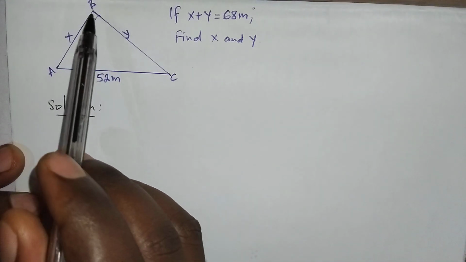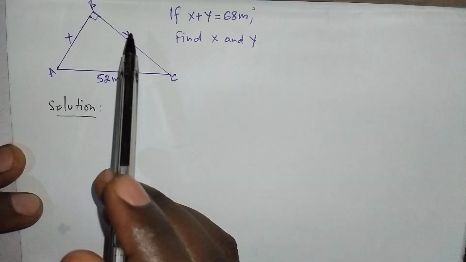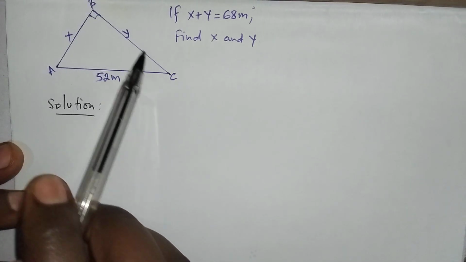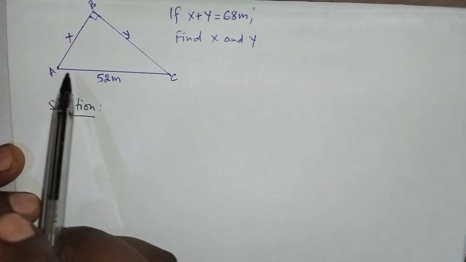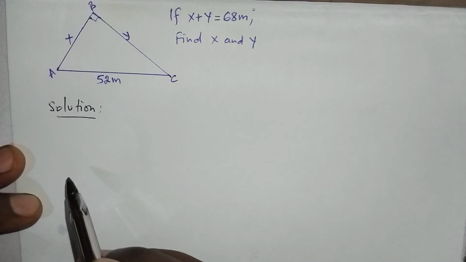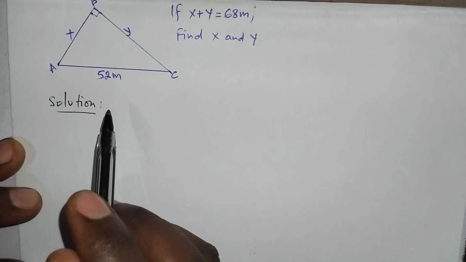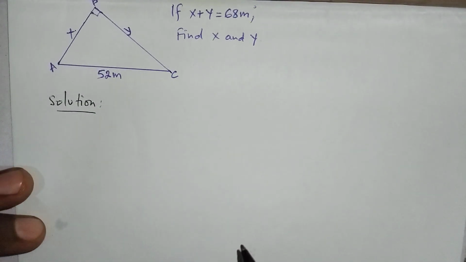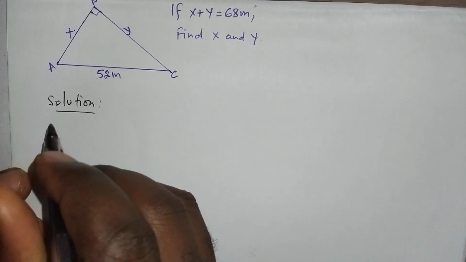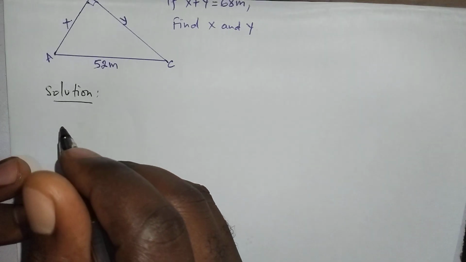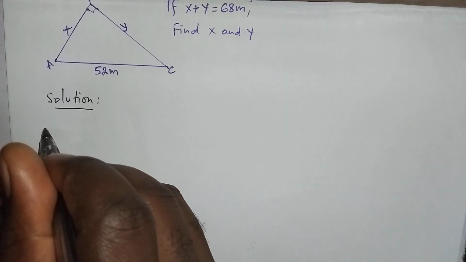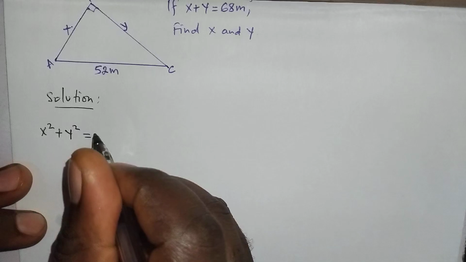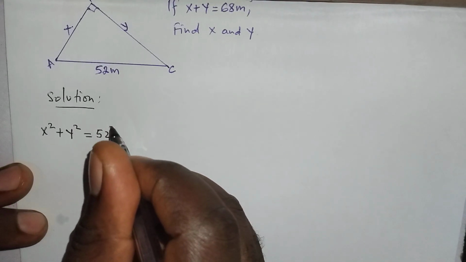As you see, this is a right triangle. Here we have height, base, and the hypotenuse. So we can use the Pythagoras theorem to find the unknown sides. From here, using the Pythagoras theorem, we see that x square plus y square is equal to 52 meter square.